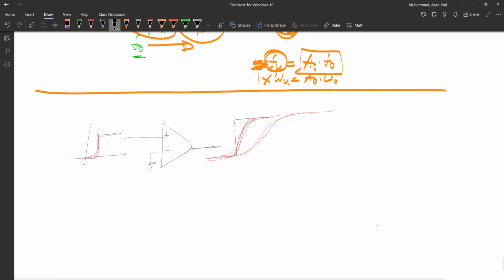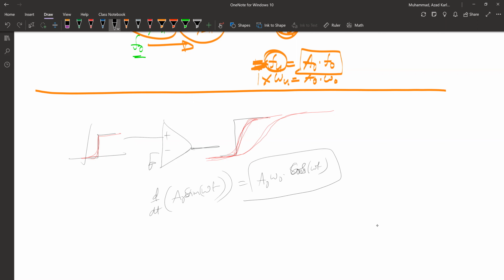So if you take a sinusoidal wave, say a naught sine omega t, and differentiate it, because that will be the rate of change of the signal, you get a naught omega naught cos omega t, correct? So the maximum rate of change of this signal will be a naught omega naught, when cos omega t is 1. This is the maximum rate at which a sine wave changes.